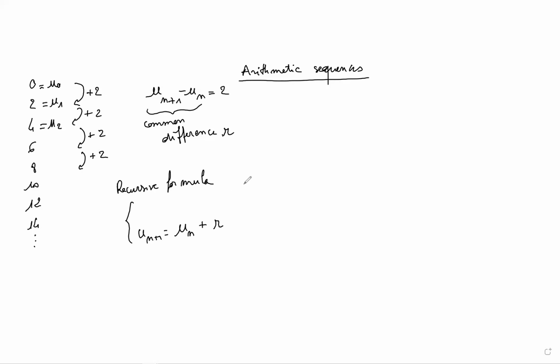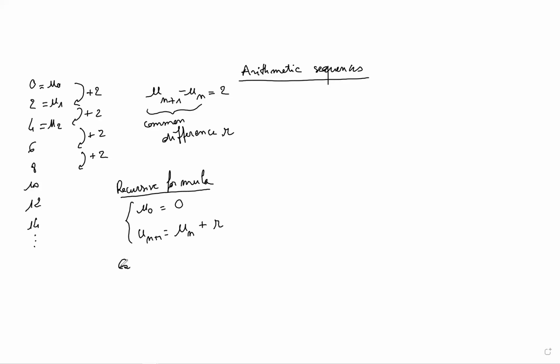You can call it with any letter you want. But if you want to build the sequence, you have to know the first number. Here it's U0 and it's 0. It can start at U2 or U3, and it can be any number. And the common difference can, of course, be any real number. This is your recursive formula.